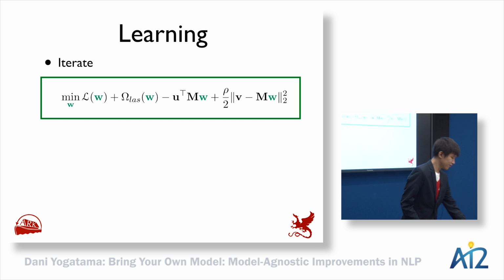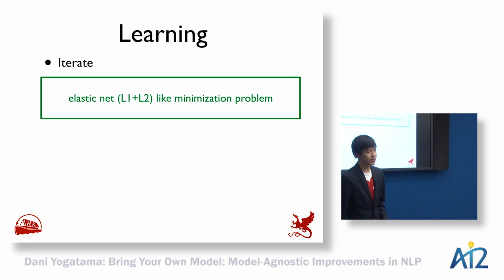When we work out the derivation for this, what we get is an elastic net-like minimization problem. If you don't know elastic net, that's fine. It's just a combination of L1 and squared L2 penalty, like lasso and ridge. And we know that there are a lot of efficient optimization methods out there to solve this problem, like FISTA or regularized dual averaging. So that's what we do in the first step.